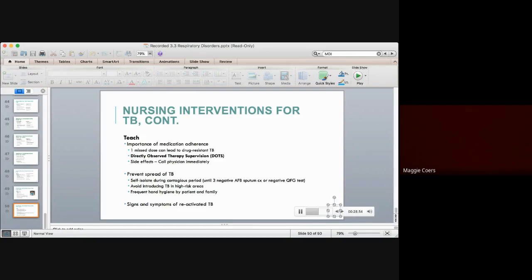And we need to also teach the patients how to prevent the spread of TB. You have things listed on your slide there. Also, the signs and symptoms of reactivated tuberculosis. Sometimes that reactivation can start out with feeling like the flu, plus all of the things that we've already talked about, signs and symptoms of tuberculosis, like the night sweats, fever, bloody sputum.